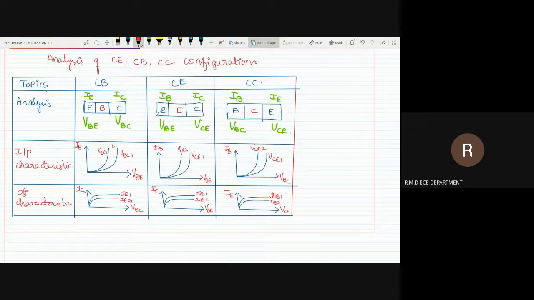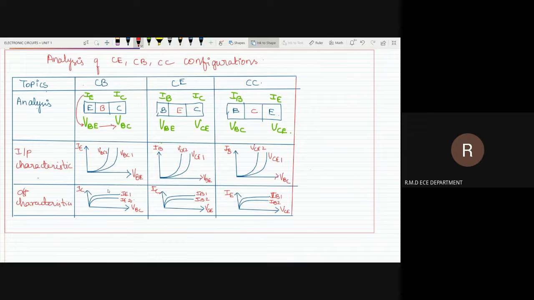Next, how to draw the graph: you have to draw the input graph, IE versus VBE, by making VBC constant. Okay, so see the graph. Your graph is drawn as IE versus VBE by keeping VBC constant.